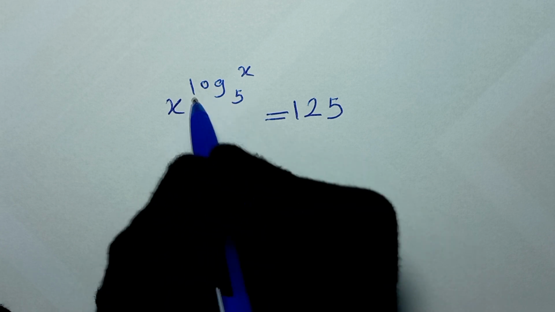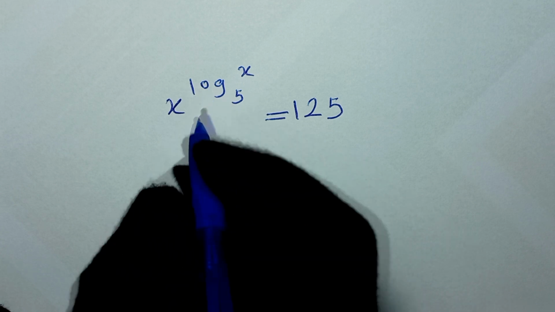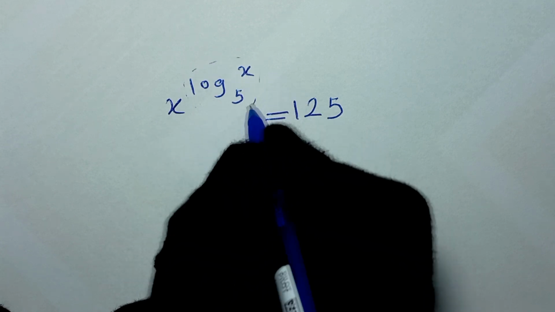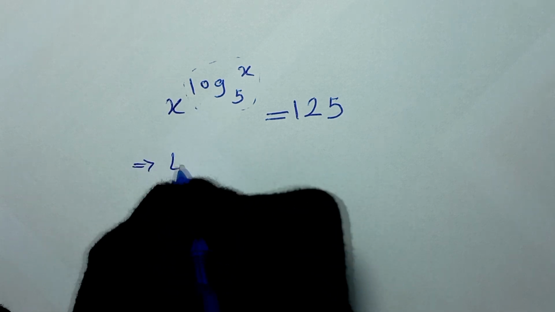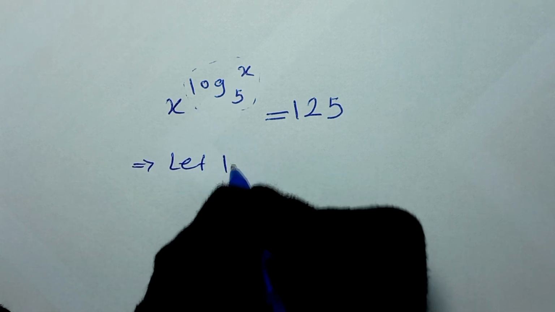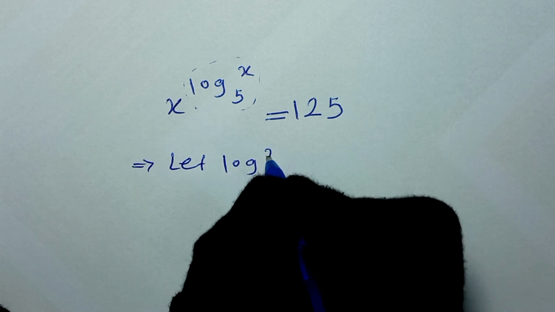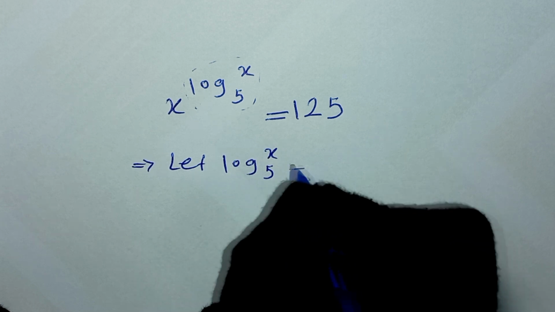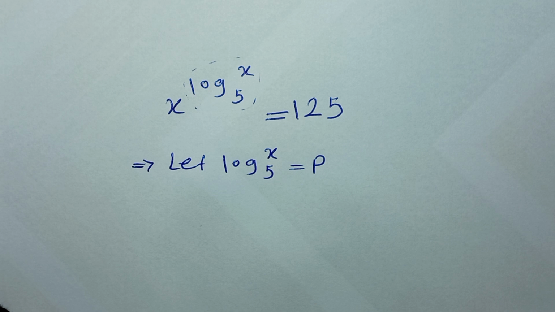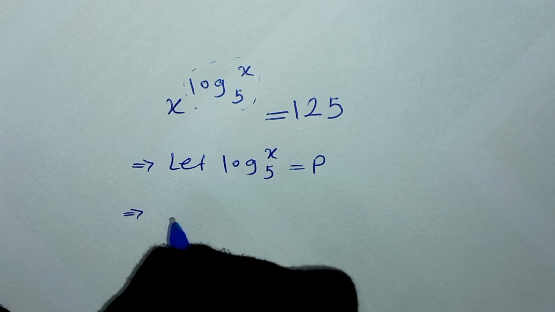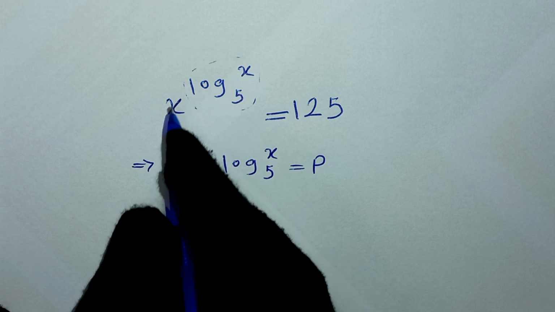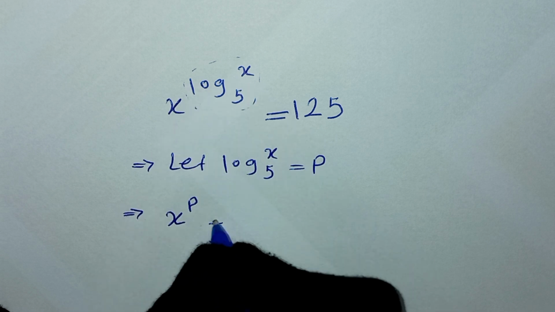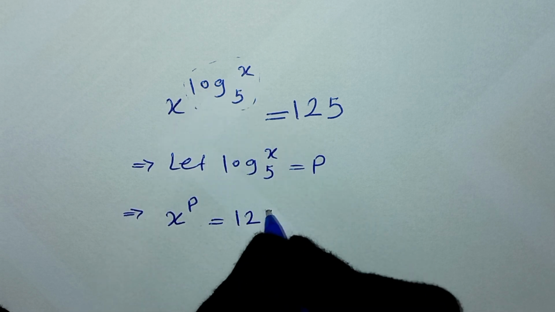In the first step, we start by letting this as p. So we write, let log of x to base 5 is equal to p. So it will be x to the power of p is equal to 125.